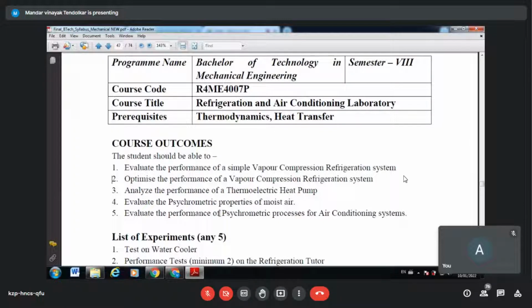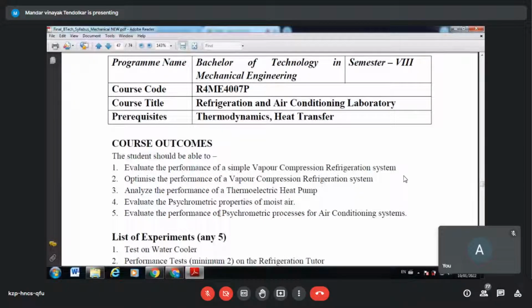Then the second one, optimize the performance. Here we will be dealing with parametric optimization. We will change the parameters and see what the effect is, whether it is predominant or nominal. Then the third is the thermoelectric heat pump. Unfortunately, that is not working. Because of the pandemic, we couldn't get it repaired because it is made in England. So no one is ready to come from England and repair it.